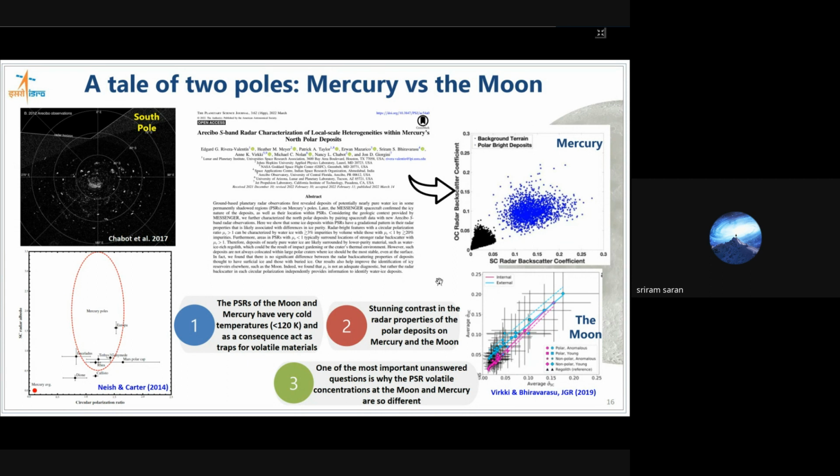But there is a stunning contrast in the radar properties of these polar deposits on Mercury and the Moon. So the most important question now is why the volatile concentrations at the Moon and Mercury are very different when you observe with the radar.